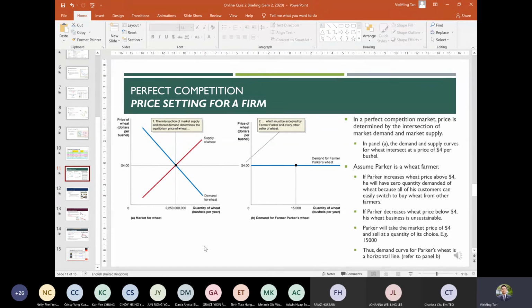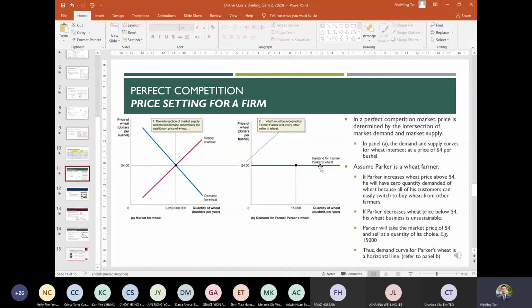However, how about the individual demand curve? Individual means the individual producer. For perfect competition, because there are many producers producing the same product, a homogeneous product, as a result the individual producer has no power to decide the market price, no power at all. And we call this scenario a price taker. Each individual firm in perfect competition is a price taker.